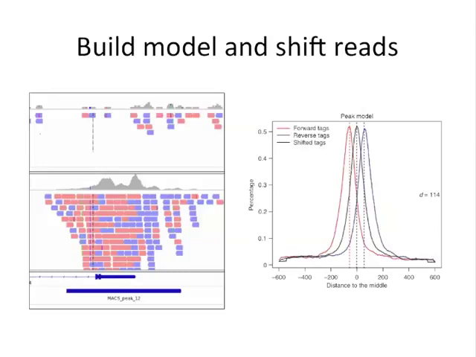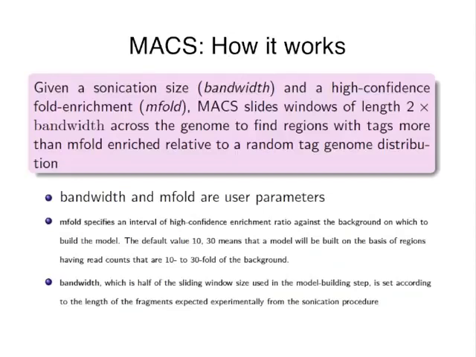And this is what makes MACS better than any other program that came before it, because it does this model building and shifts the peaks to the true center of where the factor is binding. So this is once again just reiterating the model building aspect that I just talked about.